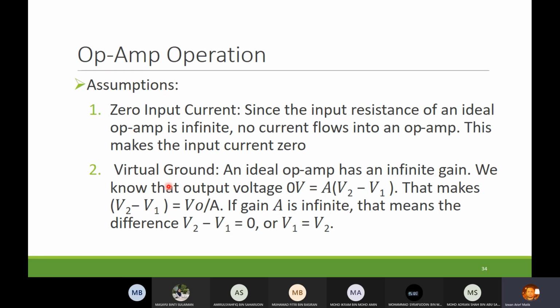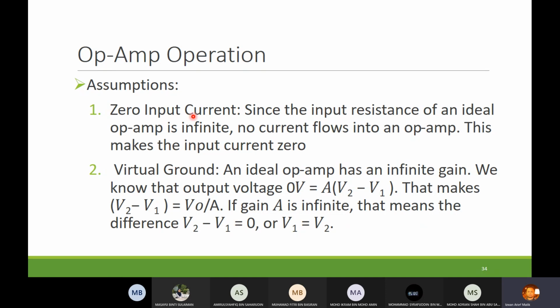Okay, and then number 2, virtual ground. So an ideal op-amp should have an infinite gain. So we know that the output voltage VO equivalent to A (V2 minus V1). That makes V2 minus V1 equivalent to VO divided by A. So if gain A is infinite, that means that the difference V2 minus V1 equivalent to 0, or V1 equivalent to V2. Okay, so these are the assumptions, there are two.